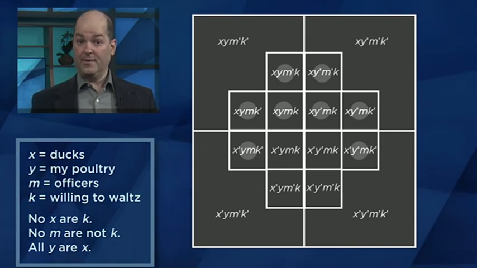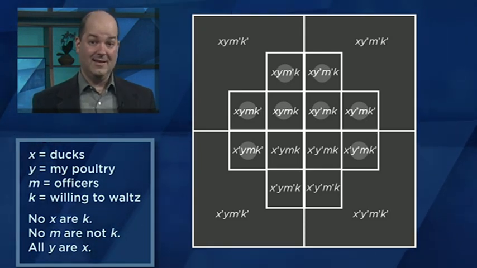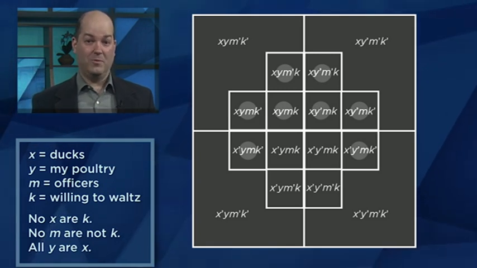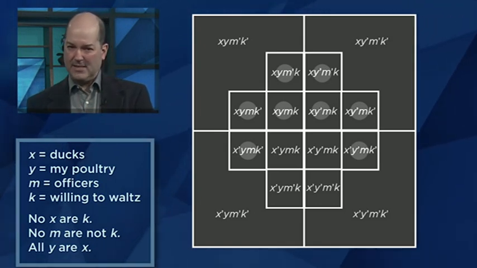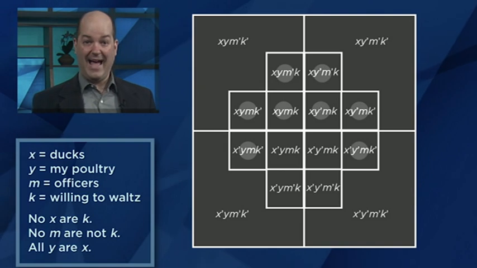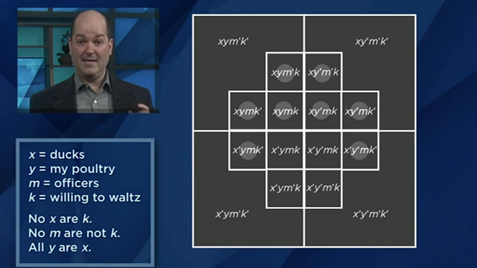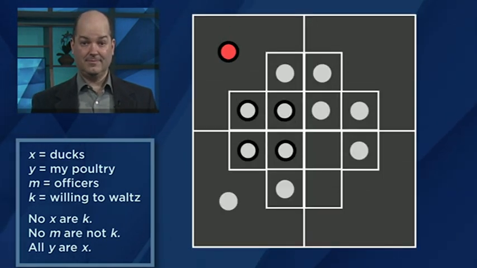We can go a little further, though, since I think it's fair to assume that Carroll actually has some poultry. I don't think you make a statement like, all my poultry are ducks, when in fact you have no poultry at all. So we can assume that something that is both his poultry and is a duck actually exists, and the only place for such a thing to live is in the upper left corner. So our diagram now looks like this.